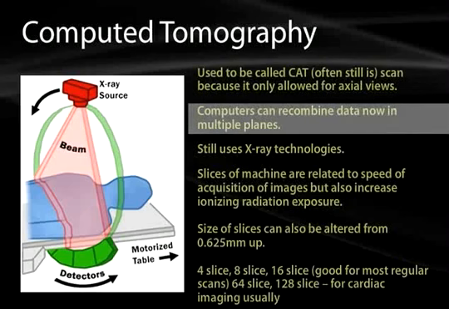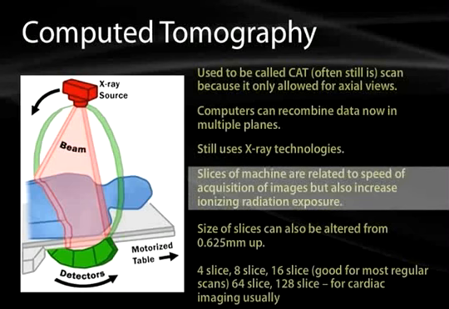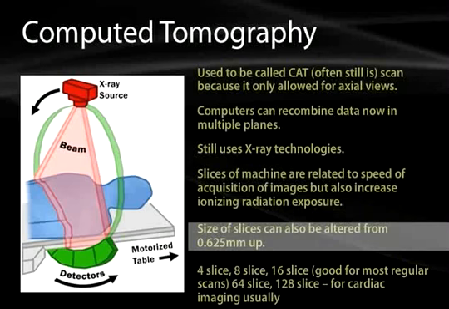The computers will recombine the data into multiple planes using algorithms. But this is still old technology in that it uses X-ray technology and ionizing radiation. It actually takes slices of the body instead of condensing it down from 2 dimensions to 3 dimensions. So there's no superimposition, or at least it's much narrower superimposition. The size of the slices can also be altered at this point at 0.625 millimeters and on up.